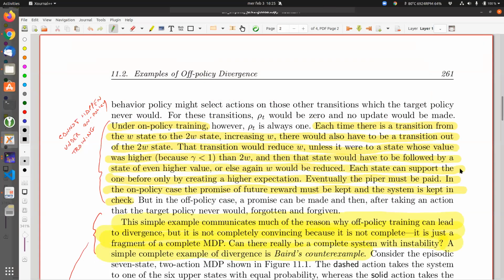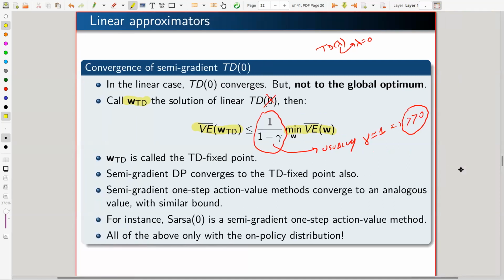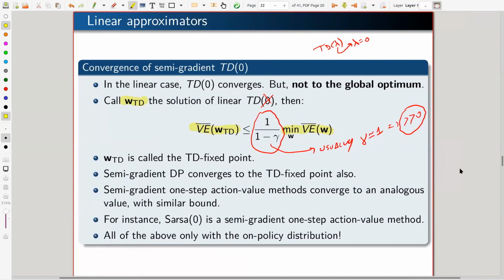Okay, so let's get back to the slides. Remember what we were talking about. We started saying that temporal difference converges, but not to the global optimum. And this global optimum is the one found by the Monte Carlo method.